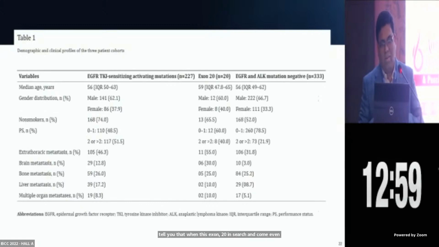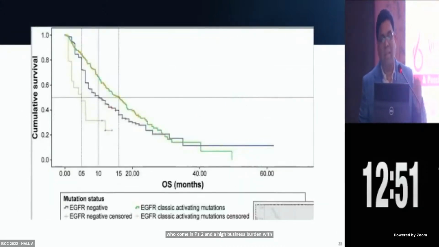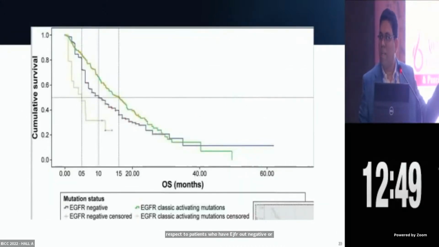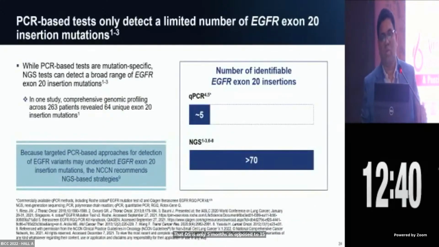And this is just to tell you that when these exon 20 insertions come, you would see a high number of patients who come in PS2 and with a high disease burden, with respect to patients who are EGFR ALK negative versus patients who have the mutation. And this is the Tata comparison of what happens in exon 20 with respect to the other. You could see that OS is only 5 months as opposed to 15 months in the other situation.